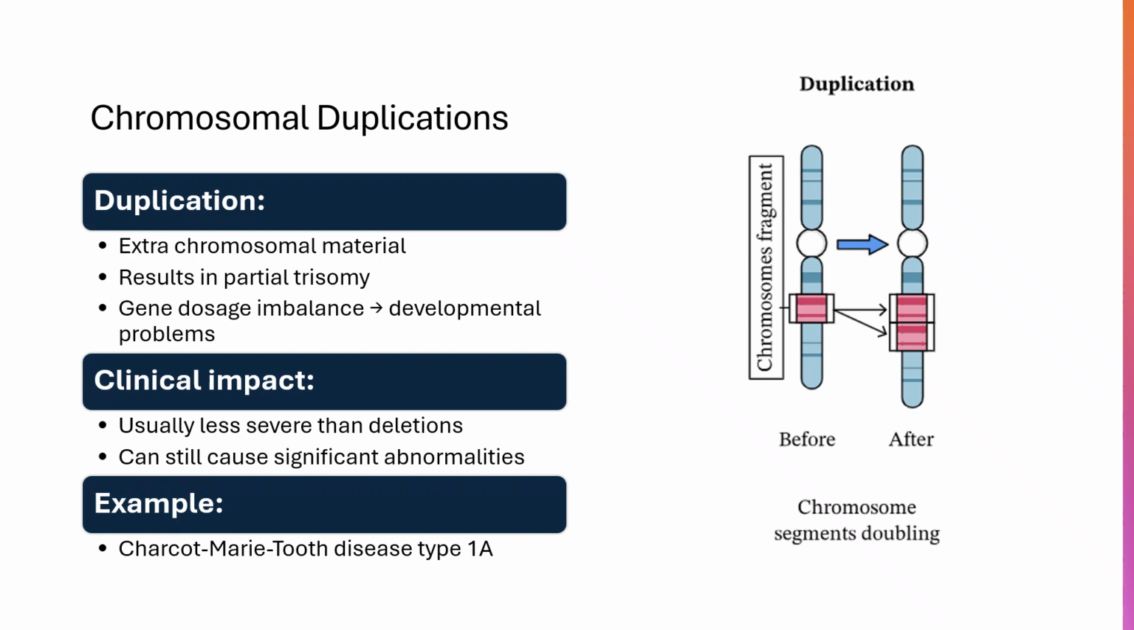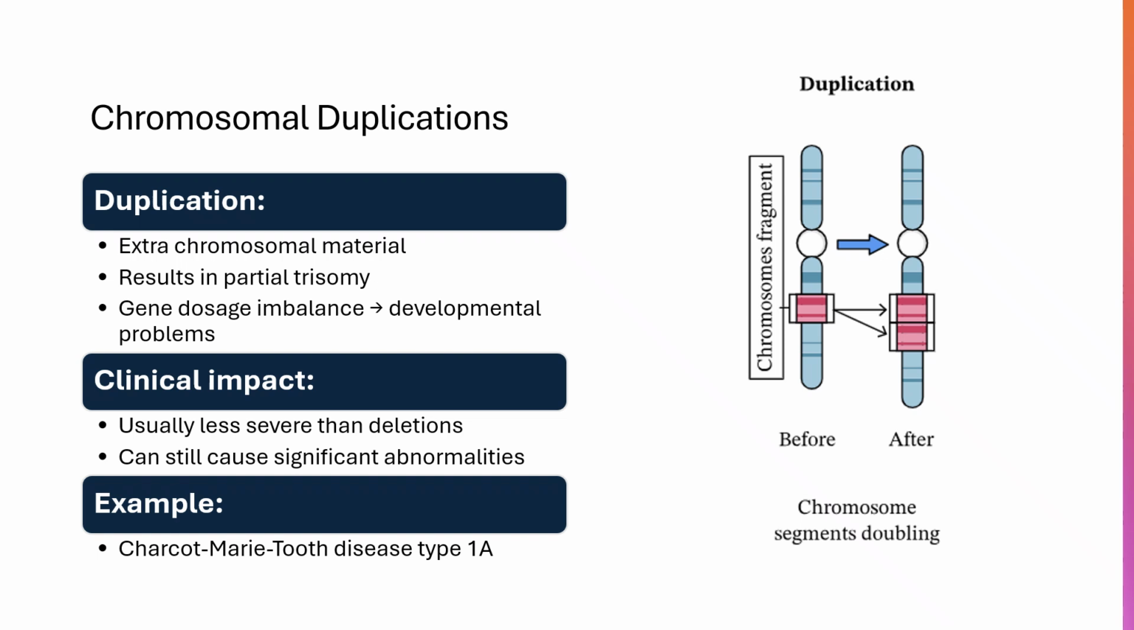Chromosomal duplications represent the flip side of deletions. Instead of losing genetic material, cells gain extra copies of chromosomal segments. This creates a partial trisomy for all genes within the duplicated region. Where a deletion leaves cells with 1 copy of affected genes, duplication provides 3 copies, disrupting the carefully balanced gene dosage required for normal development.